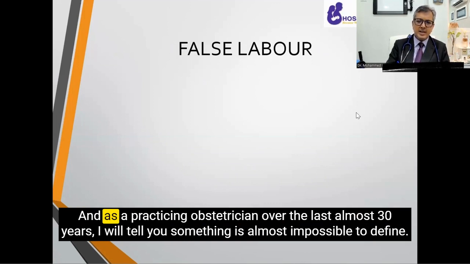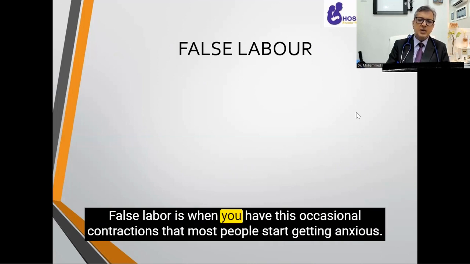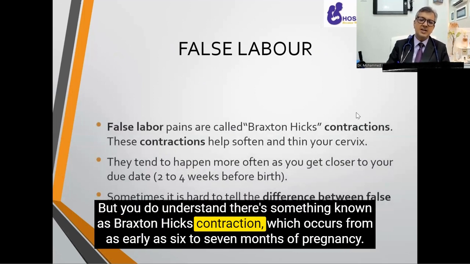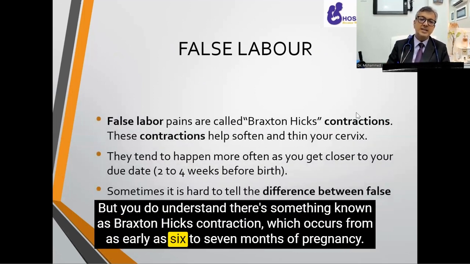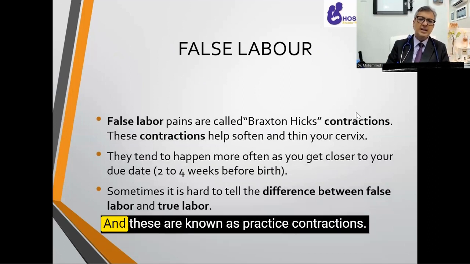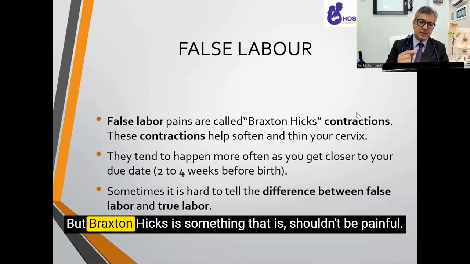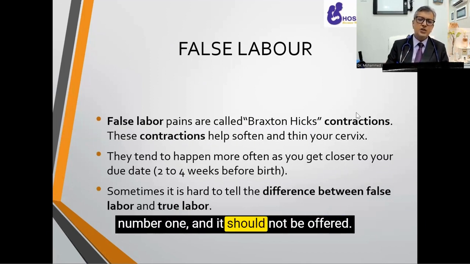As a practicing obstetrician over the last almost 30 years, I would tell you it is almost impossible to define. False labor is when you have occasional contractions and most people start getting anxious. But you do understand there's something known as Braxton Hicks contractions, which occur from as early as 6 to 7 months of pregnancy. These are known as practice contractions, so your body is trying to warm up for the actual process of labor. But Braxton Hicks shouldn't be painful, number one, and it should not be often.